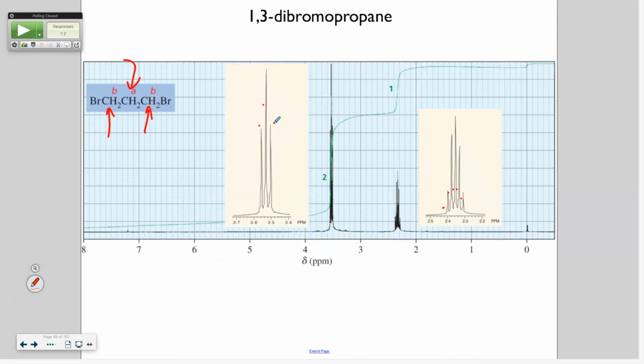Okay, this one is 4 hydrogens, and this one is 2 hydrogens. Notice the ratio is 2 to 1. That makes sense. Okay, do you agree that the B's should be farther downfield? Yes. Okay.